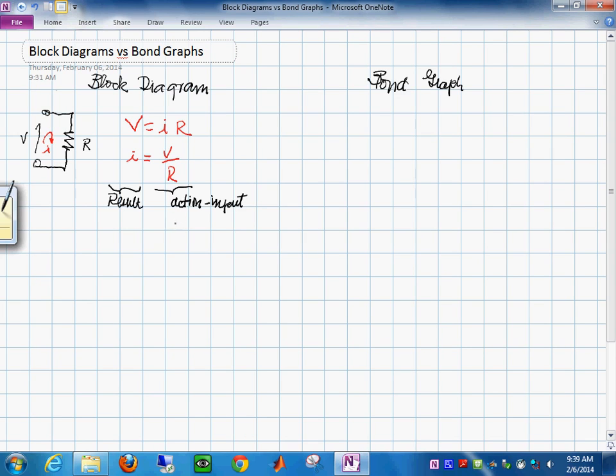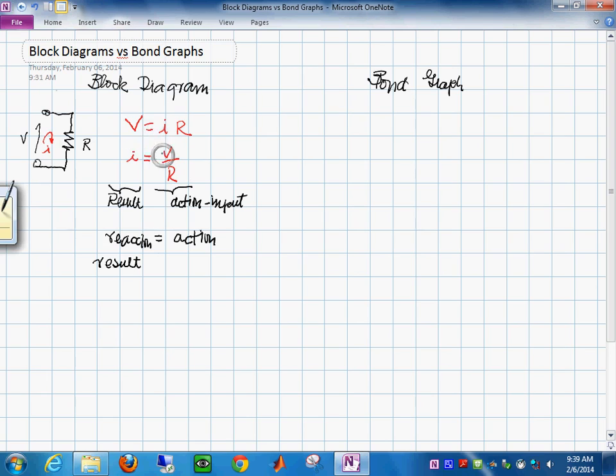So if this is the action on this side, you could say this is the reaction on this side, the result. Okay, the result. This is an important thinking that we need to represent this.